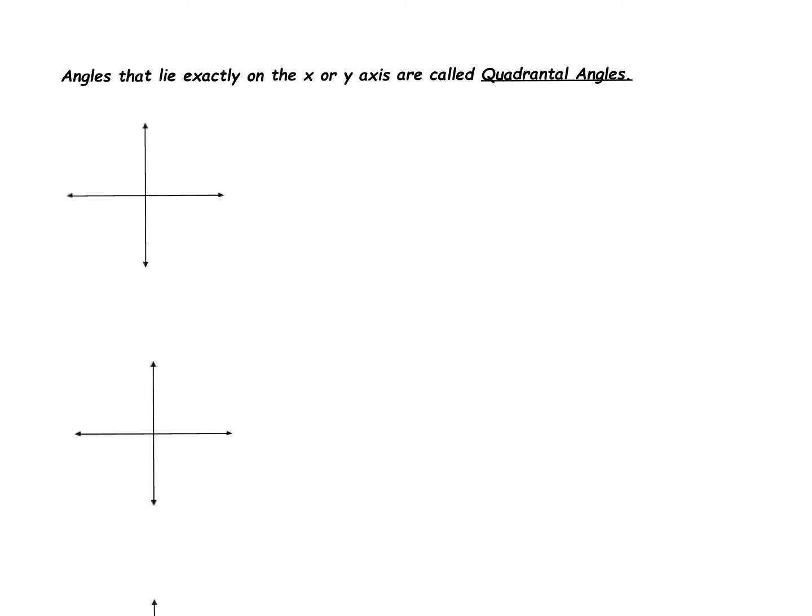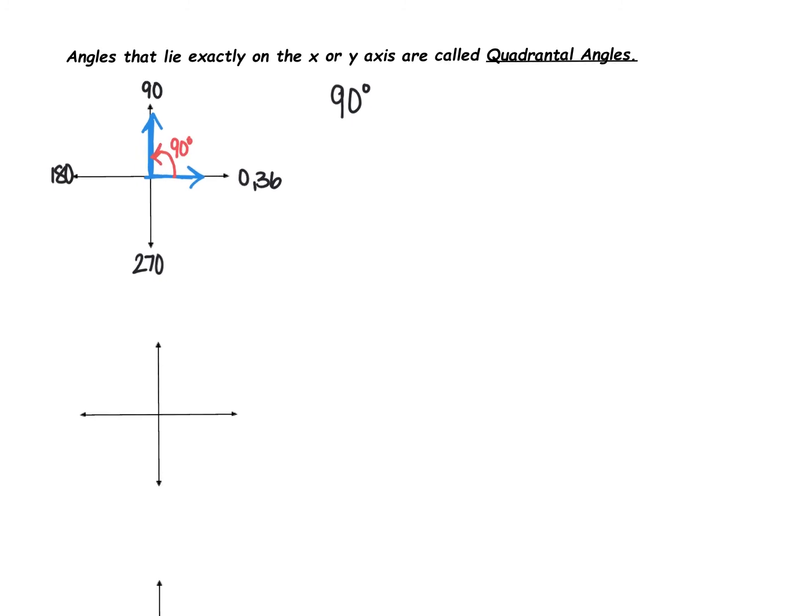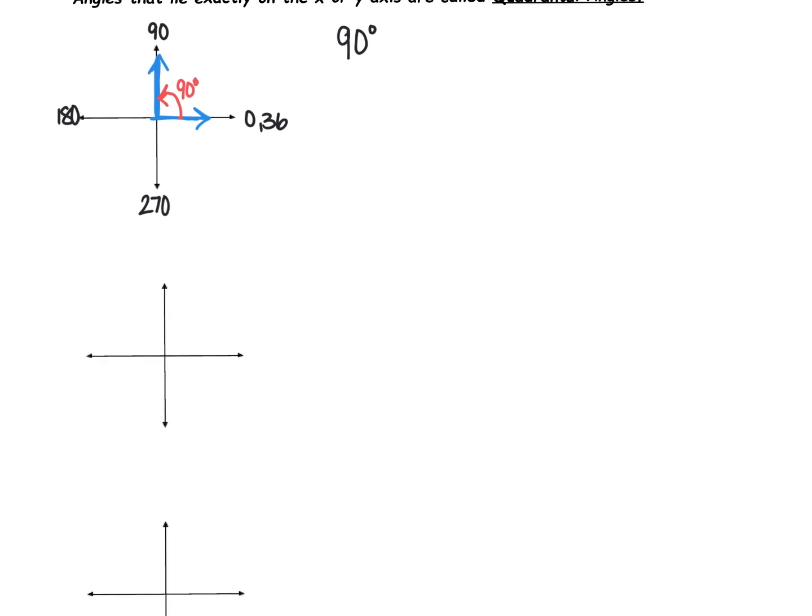Angles that lie exactly on the x and y axis are what we call quadrantal angles. And you know what these are already. So 0, 90, 180, 270, and 360. Say I wanted you to graph 90 degrees. You absolutely could do that. Here is my initial side, always in the same spot. 90 degrees is up here. This so happens my directional arrow is like this. That's 90 degrees. I could ask you to graph 270 degrees.